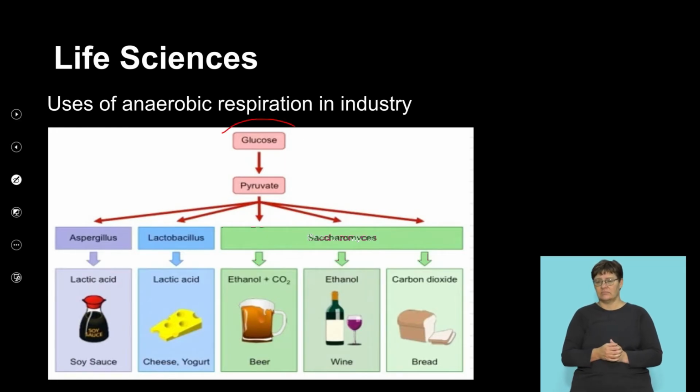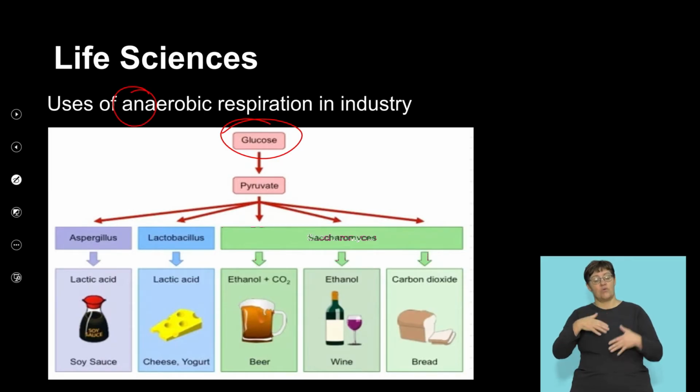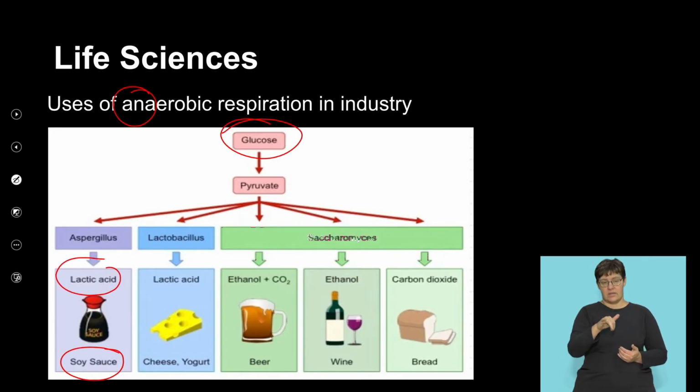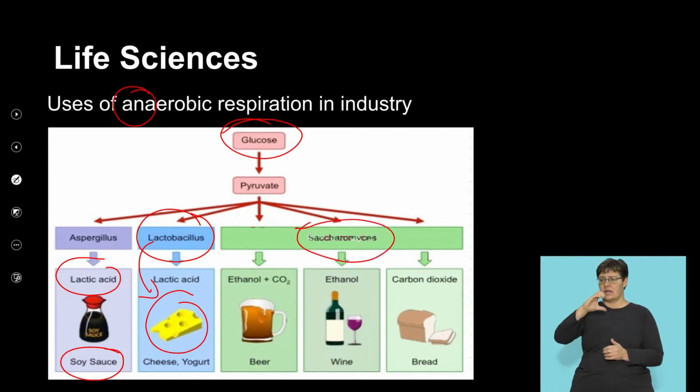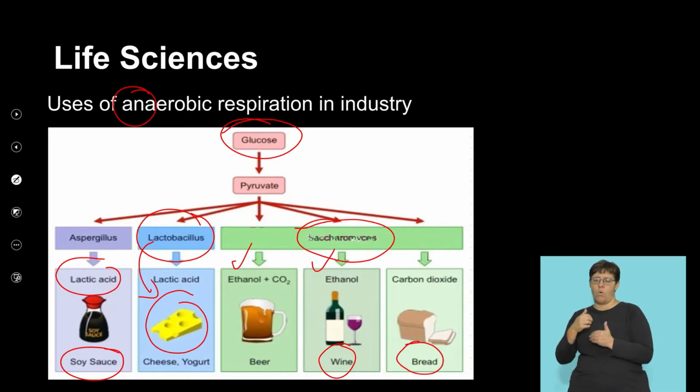So as we wrap this section up, guys, we're looking at the use of anaerobic respiration, which can be used to produce soy sauce, and that is a product which is produced during anaerobic respiration from lactic acid buildup. We also know that lactobacillus can produce cheese during anaerobic respiration, and then Saccharomyces, which would be yeast, is used in the production of ethanol, wine, as well as the baking of bread.